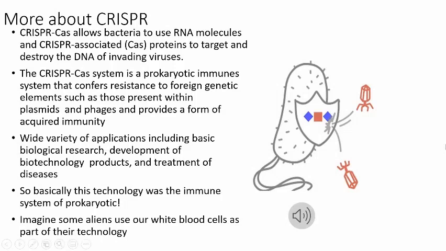The CRISPR-Cas system is a prokaryotic immune system that confers resistance to foreign genetic elements, such as those present within plasmids and phages, and provides a form of acquired immunity. This editing process has a wide variety of applications, including basic biological research, development of biotechnology products, and treatment of diseases.